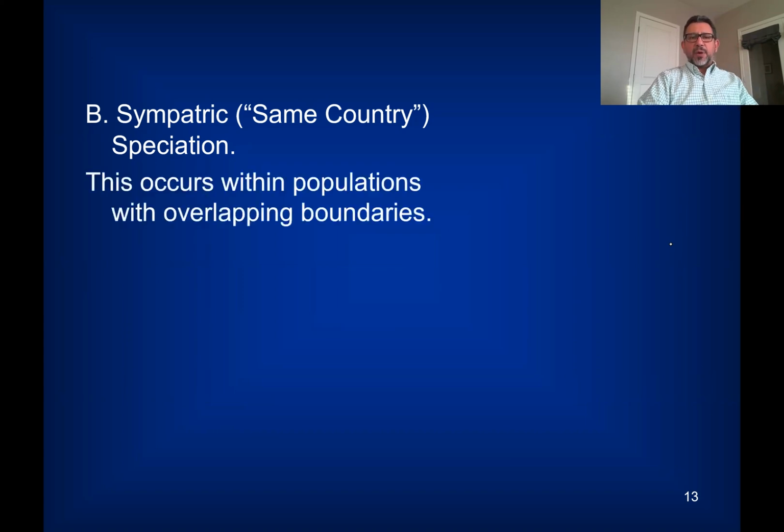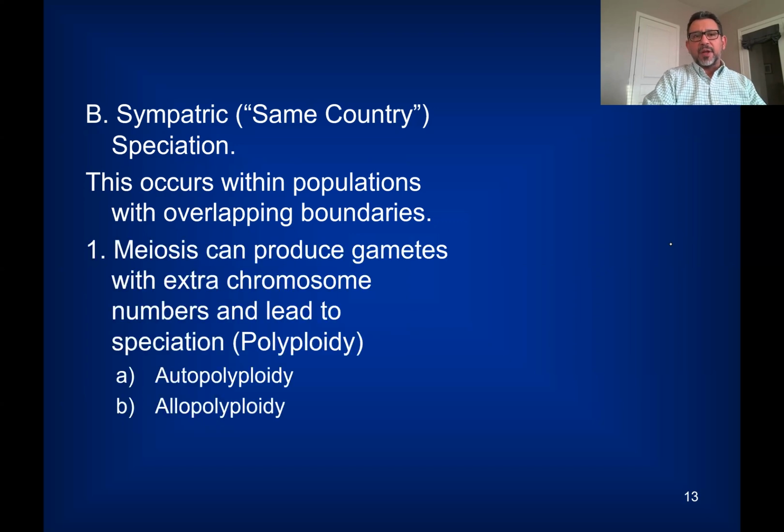This is going to be where populations may have overlapping boundaries, but something has to happen to stop gene flow. Remember that stopping gene flow, no gene flow, is essential for two species to become different from one another, or for one species to become different from another original species. So how can something like this happen in the same place?